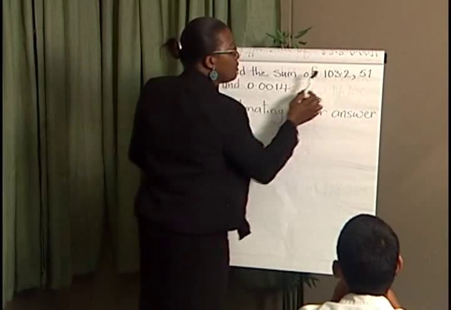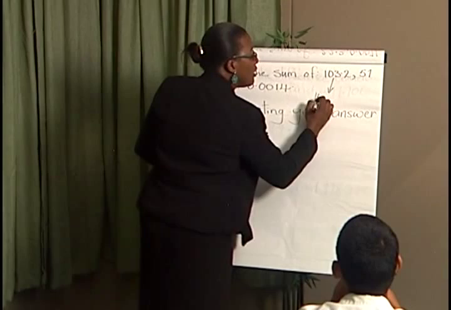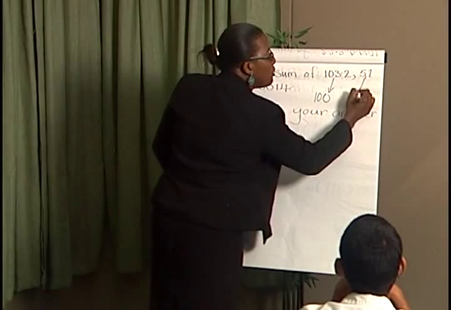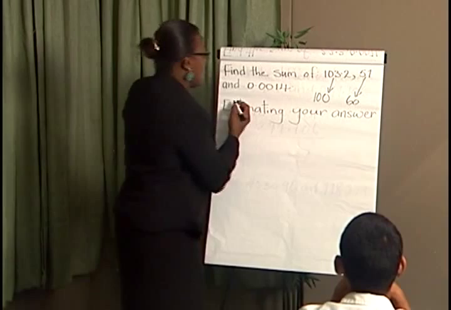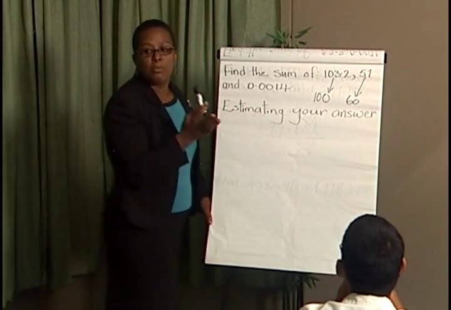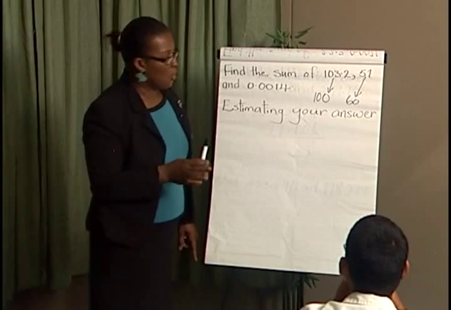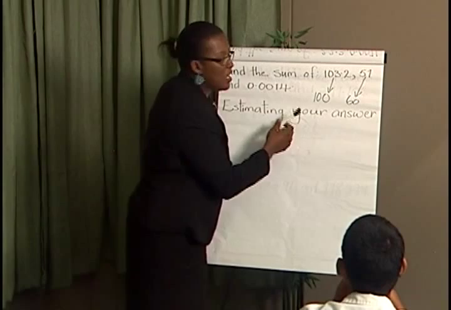103.2, 103.2 is approximately 100. 57, if we should round it off, would be approximately 60. And 0.0014, that would round off to be about 0.001. So we take these two into consideration. Now, if we approximate here and we find the sum, our answer would be roughly about 160. And we keep that in mind.